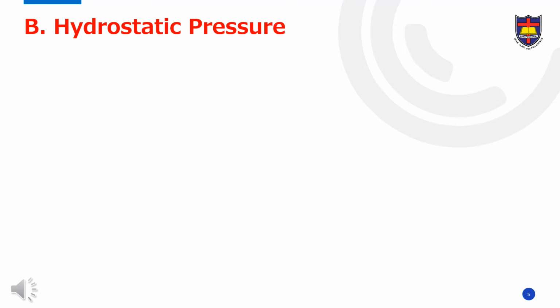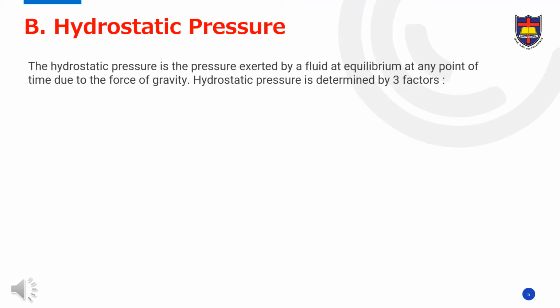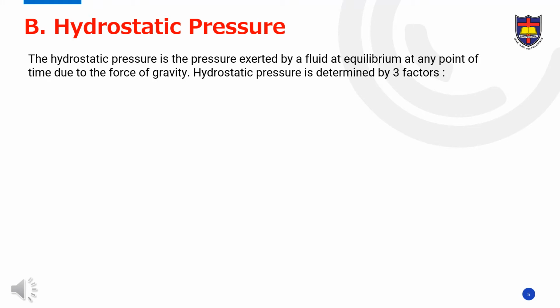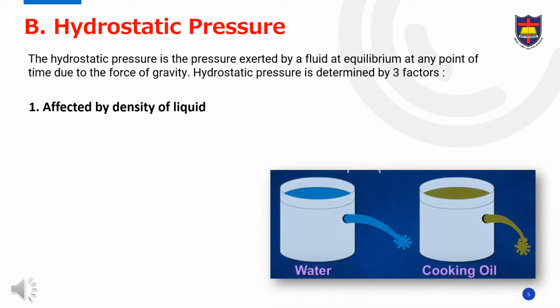Now we talk about hydrostatic pressure. The hydrostatic pressure is the pressure exerted by a fluid at equilibrium at any point of time due to the force of gravity. The hydrostatic pressure is determined by three factors. The first one is affected by density of liquid. Let's take a look at the figure.